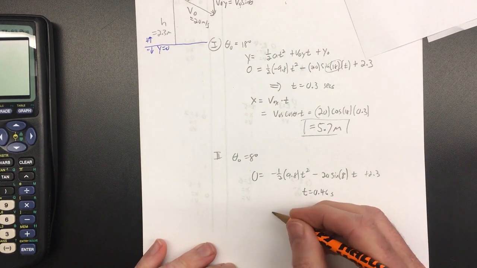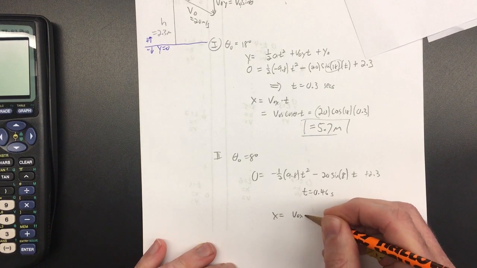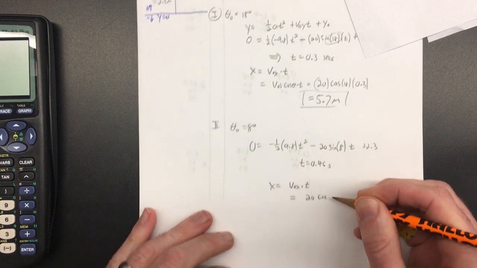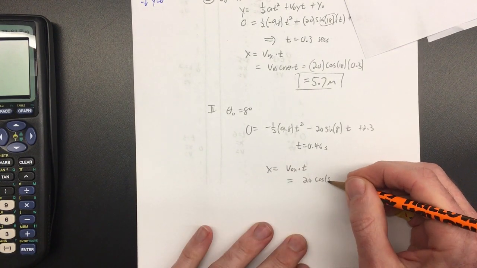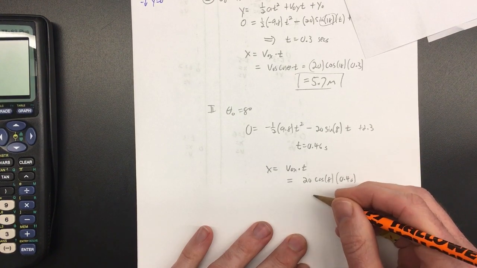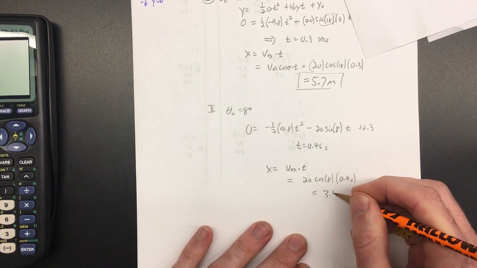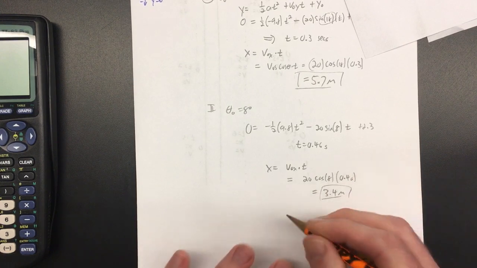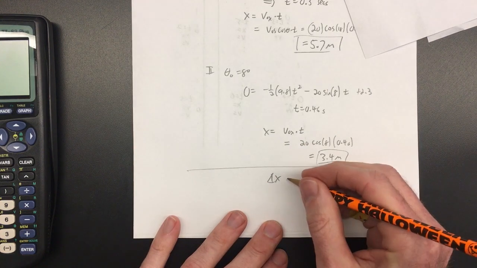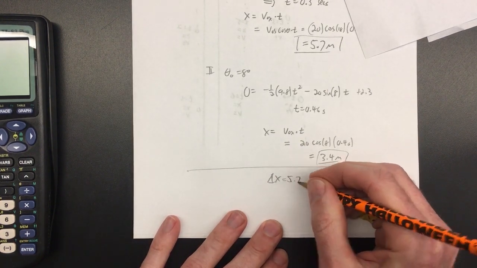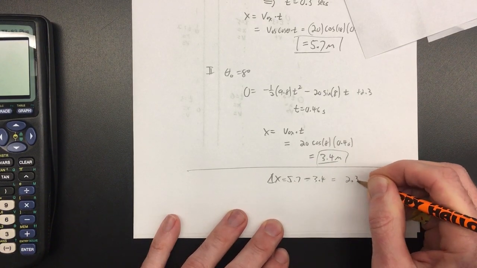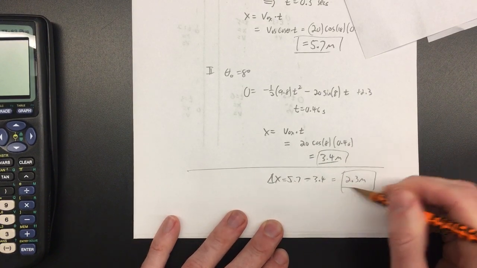And now we just plug it back into x equals v0x times t, which is going to be 20 cosine of 8 times 0.46. And then this time I get my x distance is 3.4 meters. So the change in x, the difference between the two, is going to be 5.7 minus 3.4. So we're going to get 2.3 meters. Should be the difference between them.